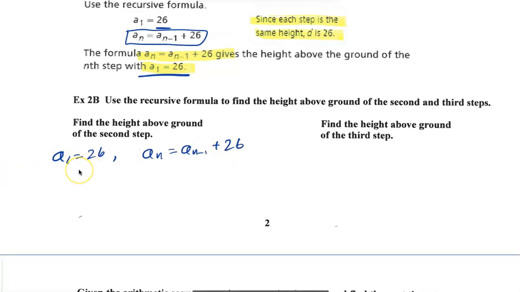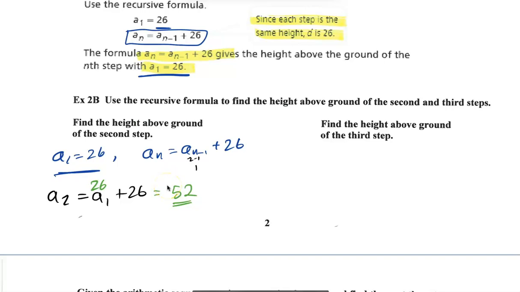So whatever term I want, it's going to be the previous term plus 26. I already have A1. So if I want to find A2, I'm just going to plug it into the formula. A2 will be the previous term. You can think about this as 2 minus 1, which is 1, plus 26. That's our formula for A2, but I know what A1 is. It's 26, they told me. So this is just 26 plus 26, which is 52. So A2 is just 52.